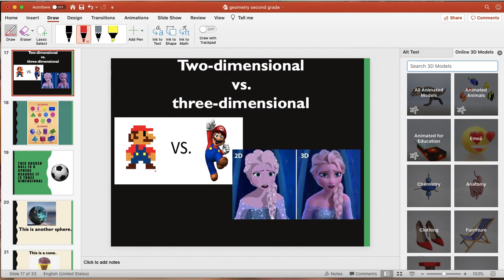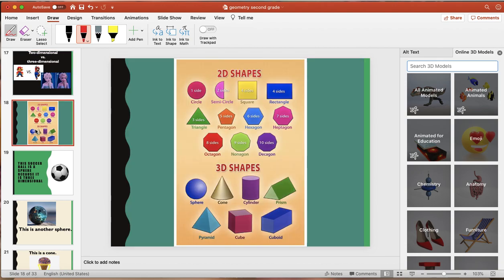So as you can see here in this picture, this Super Mario looks flat, but this one is popping out at us. That's a 3D Mario. Elsa over here in the two-dimensional is a flat character, but in 3D you could see how she's popping out. That's the main thing to remember from two-dimensional versus three-dimensional. Two-dimensional are flat shapes, and three-dimensional shapes pop out at you. So we're going to be learning about that today.